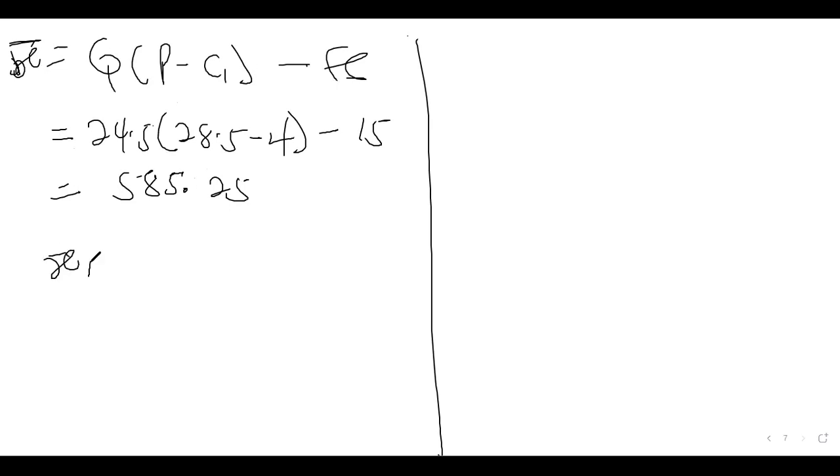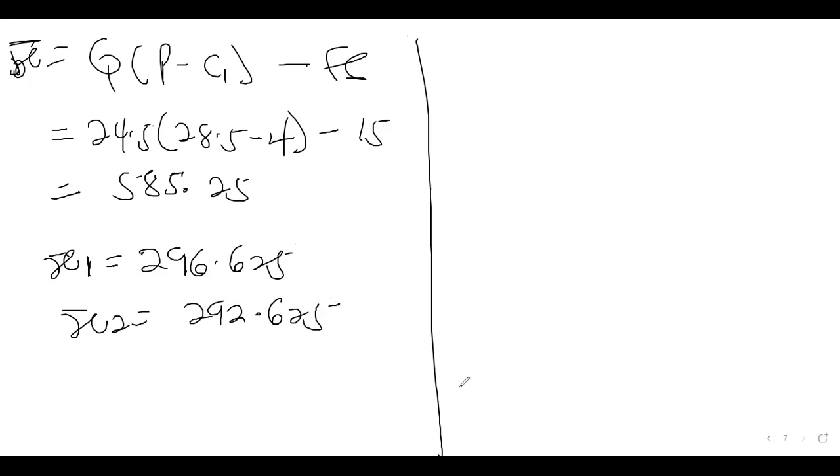Okay. So to get the profit for each firm, we will now divide the industry profit between the two. So when you divide it, the profit for firm 1 will be 296.625. Profit for firm 2 will be 292.625. Okay.